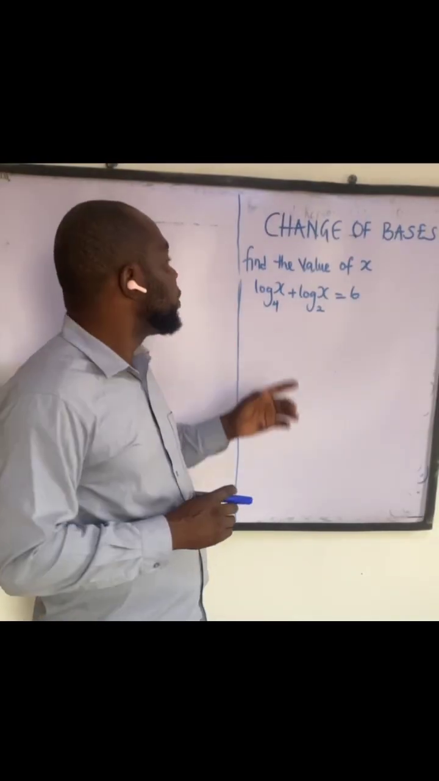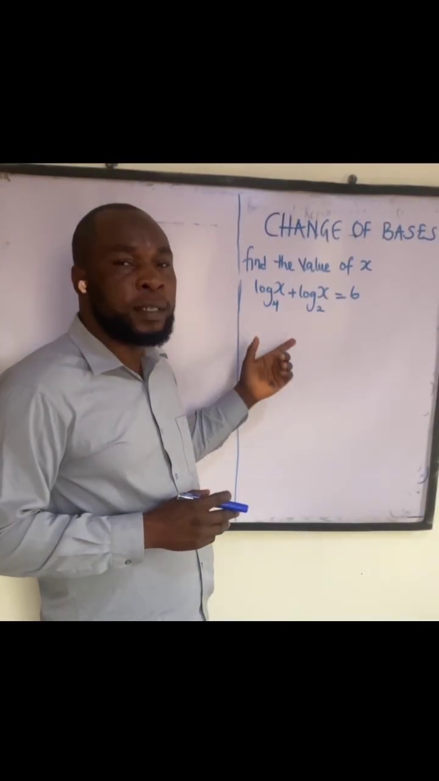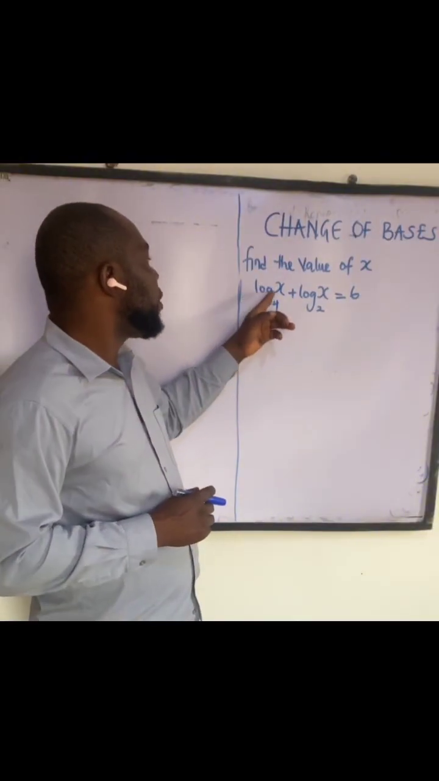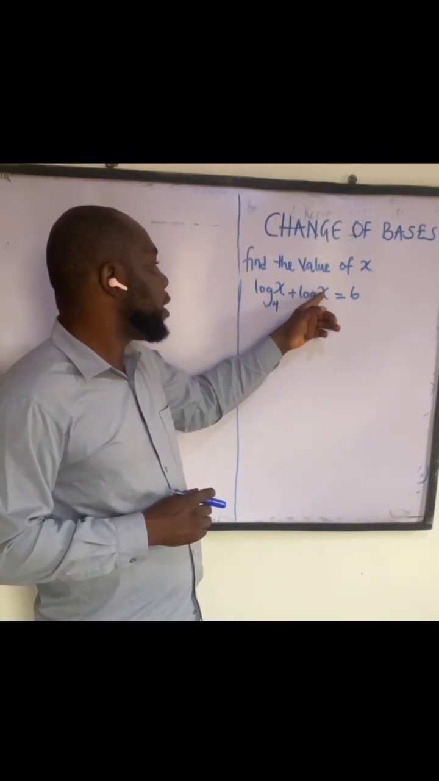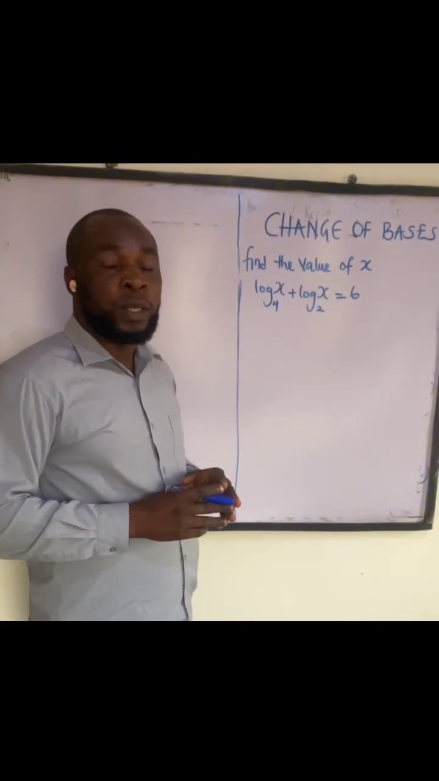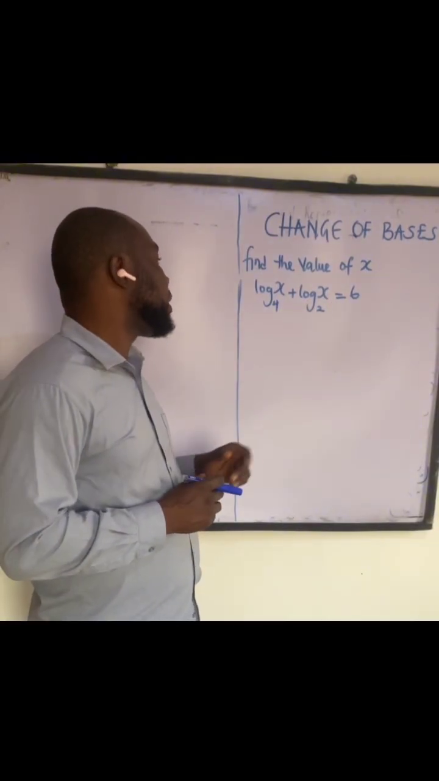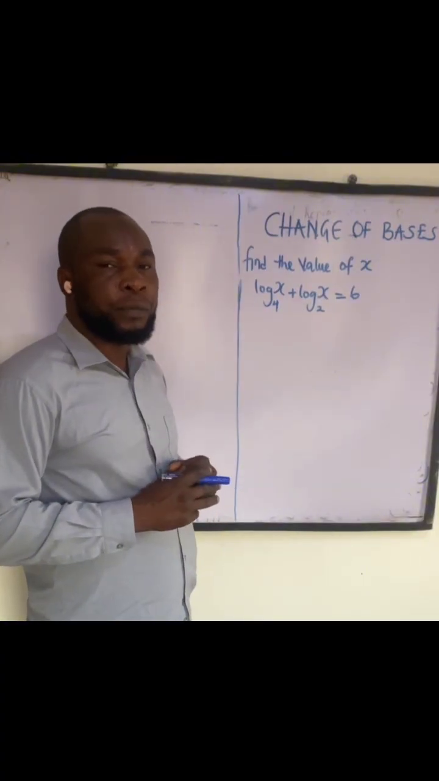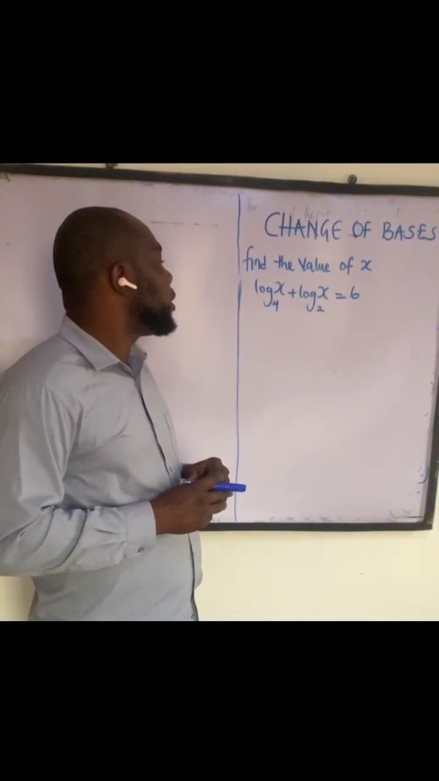Hello viewers. So how do we find the value of x in this problem? Log of x in base 4 plus log of x in base 2 equals 6. If you look at this problem, we will see that their bases are in different form, so they are not the same.